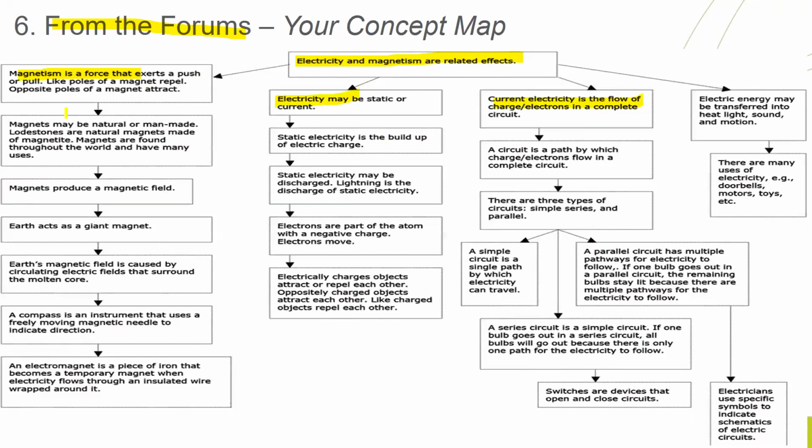And there are some really simple principles. You just map your understandings and they just keep rolling out. They can be natural or man-made. They produce a field. The Earth is a giant magnet. Earth's magnetic field is caused by circulating electric fields that surround the molten core. Okay, it's really just a big circuit. A compass is an instrument that uses a freely moving magnetic needle to indicate direction. And an electromagnet is a piece of iron that becomes a temporary magnet when electricity flows through it.